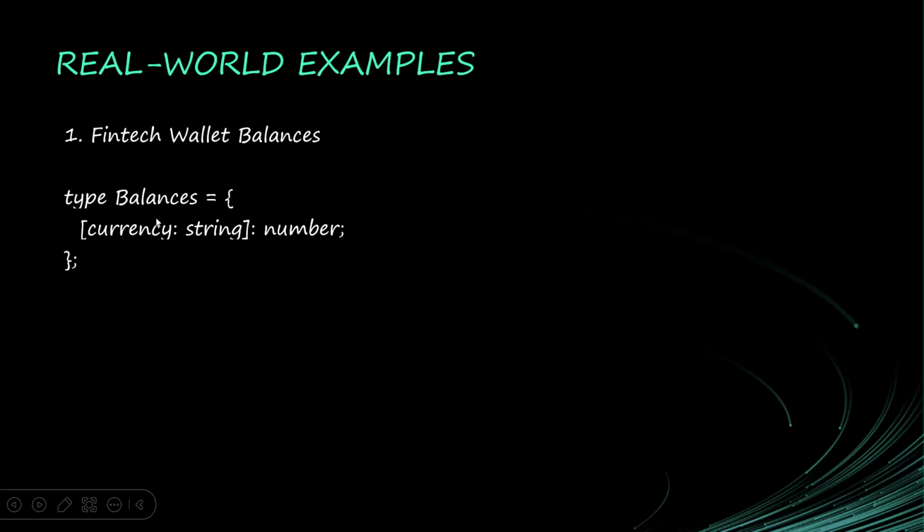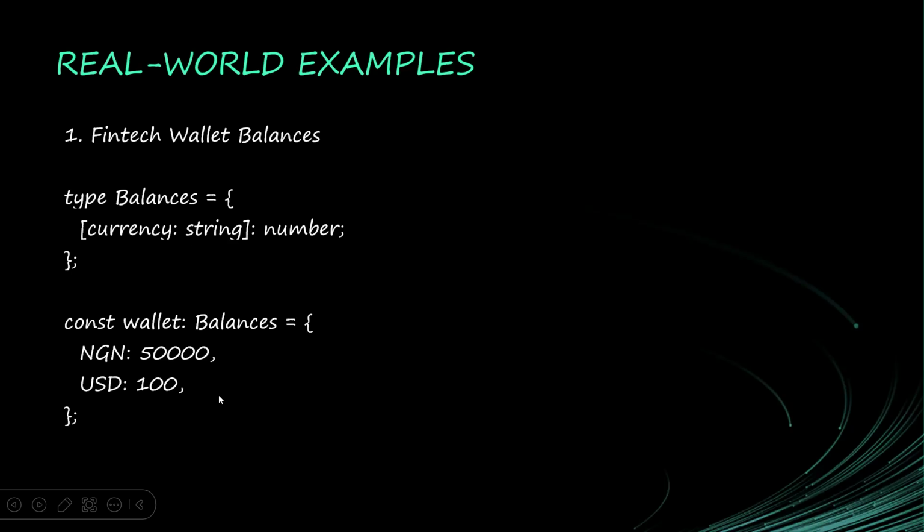In this case, now we are saying that the keys of this balance type are going to be any data type, but their values must be numbers. So their values must be numbers.